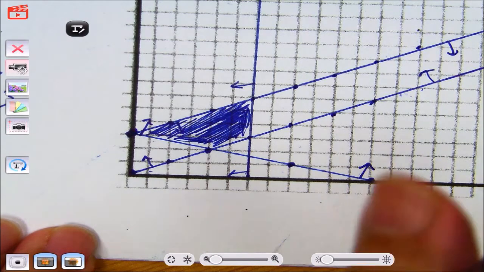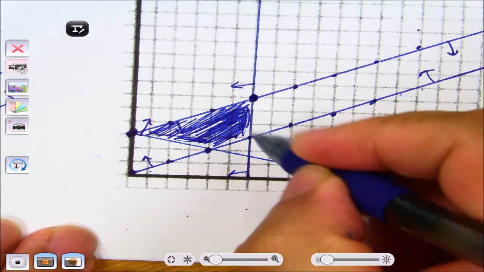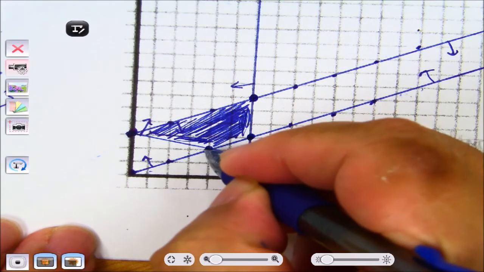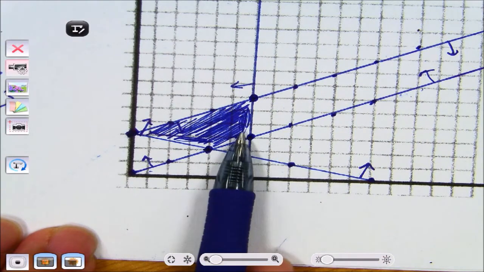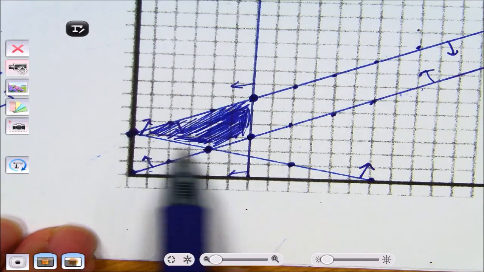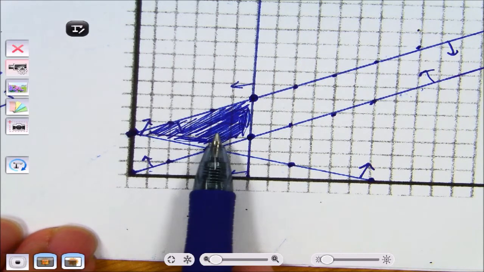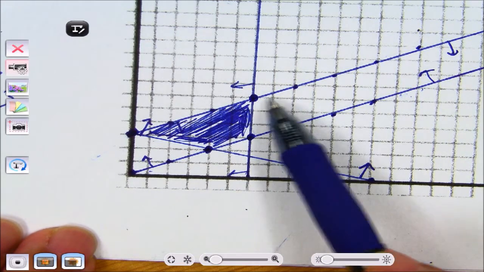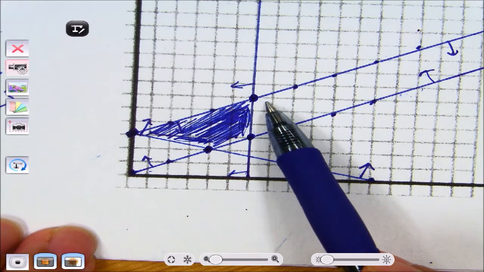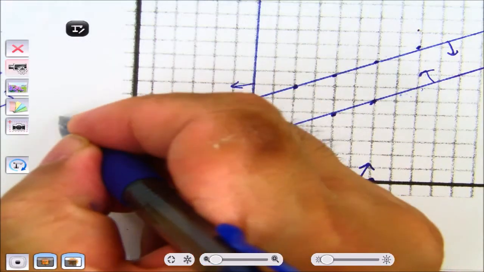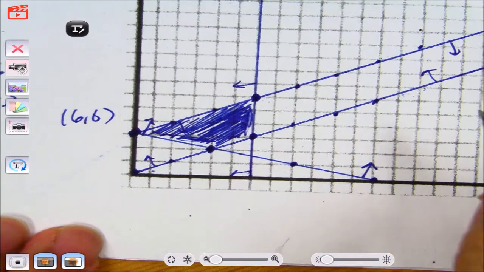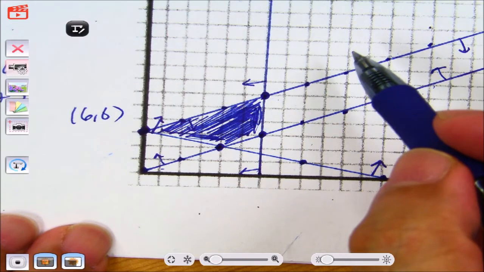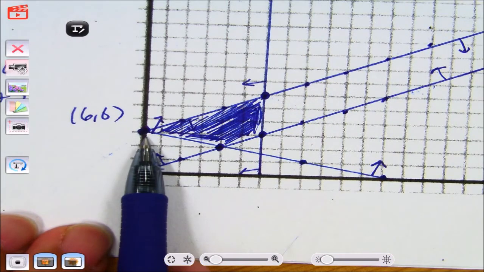Okay, it's okay. Now, let's identify the vertices. We're identifying the vertices of this feasible region, the shaded area. The numbers that make sense for this problem are the ones in here. Now, what's the coordinate here? 6, 6. So I'm going to write 6, 6 right here. What's this one? 0, 3.